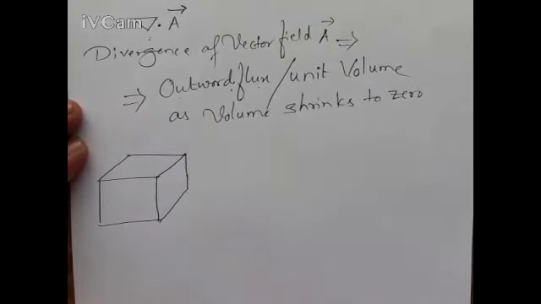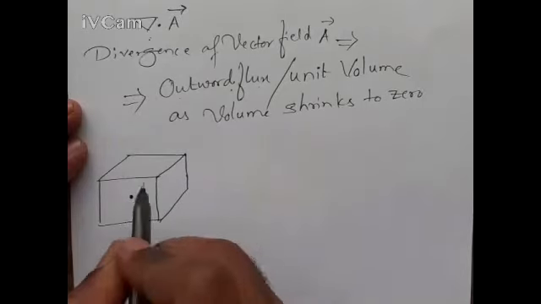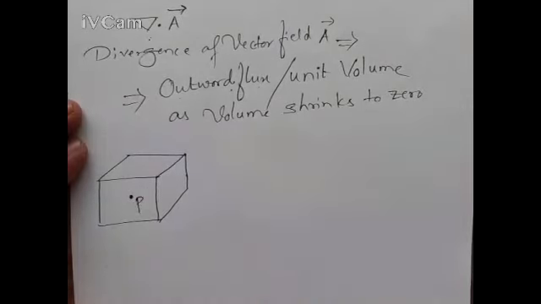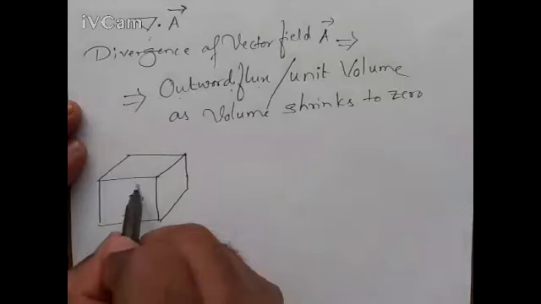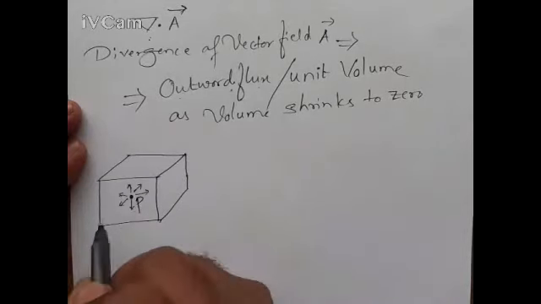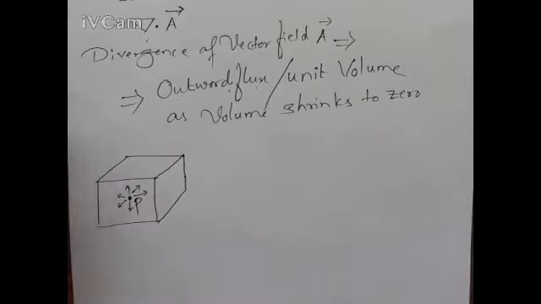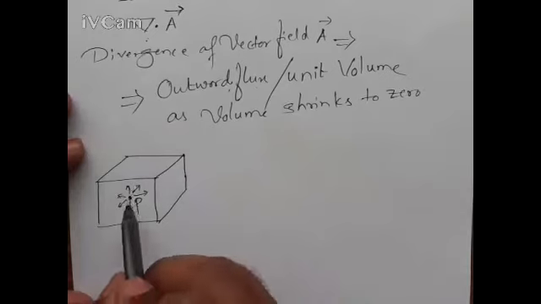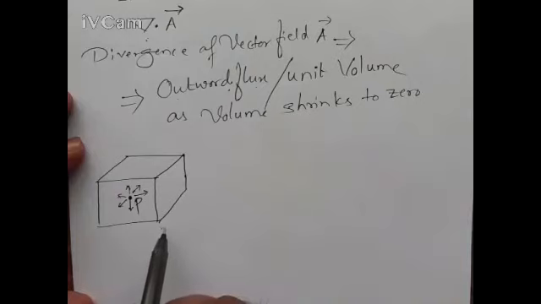This is the volume. Inside that I'll put this point P, or you can take Q. This is a point Q. What is happening? It is radiating the flux. It is emitting the flux like this. So these fluxes are going and hitting the box. Can you imagine that? They are hitting the surfaces of the box. That means the outward flux is hitting the volume.